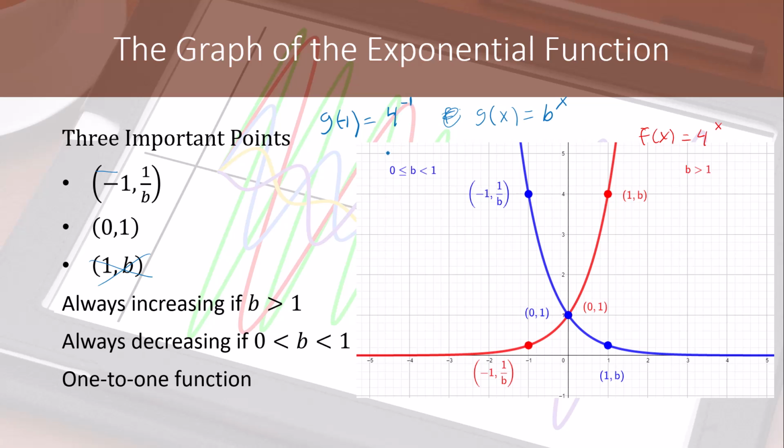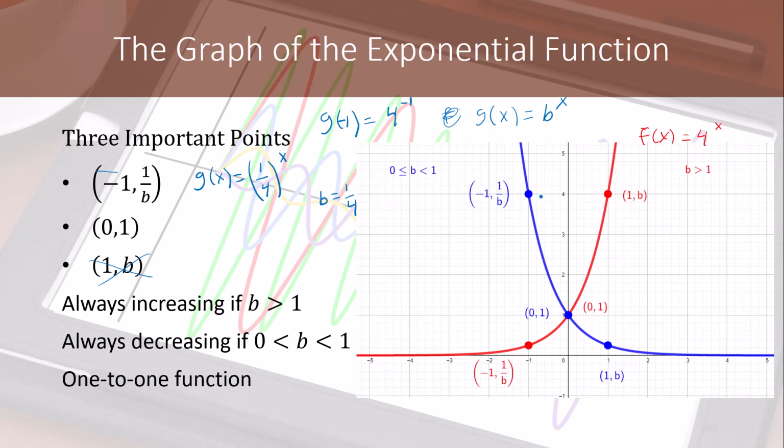And what does that tell you? Well, that actually tells you that b here is equal to 1/4. And we would have that g of x is equal to 1/4 raised to the x power. Okay, and of course when x is negative 1, we have 4.